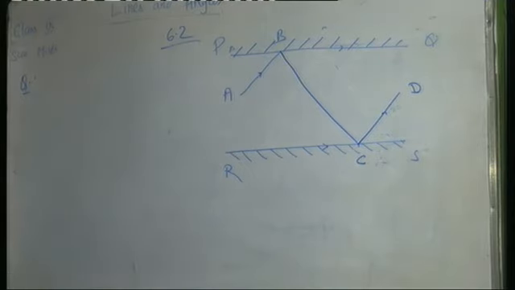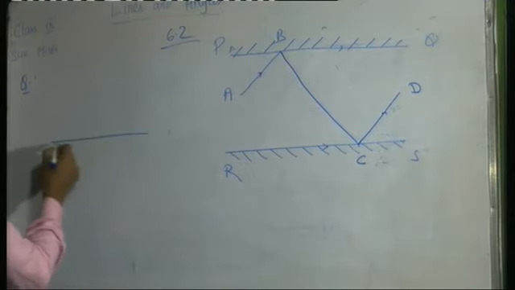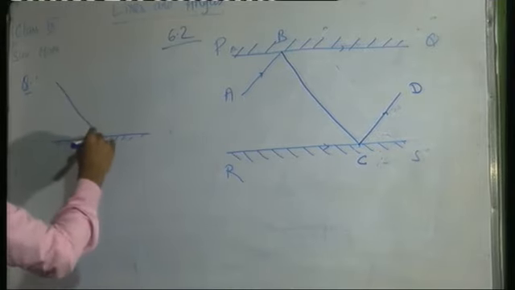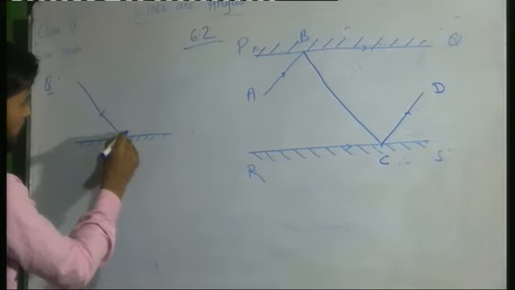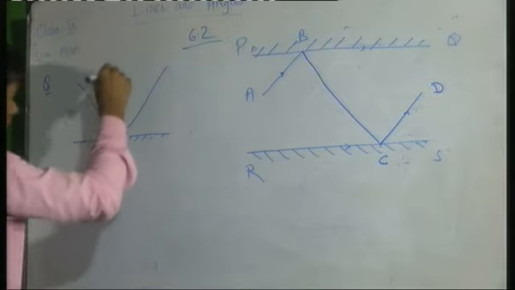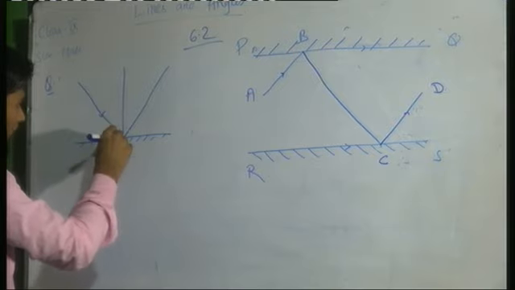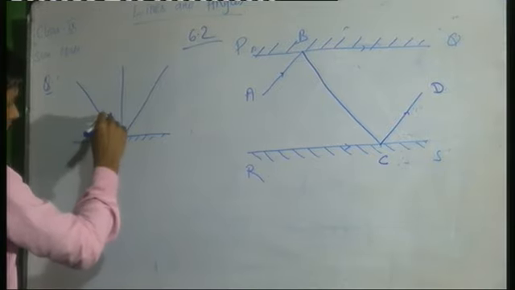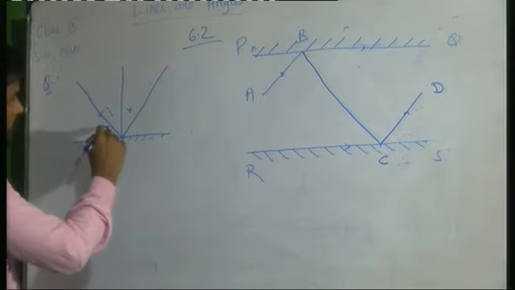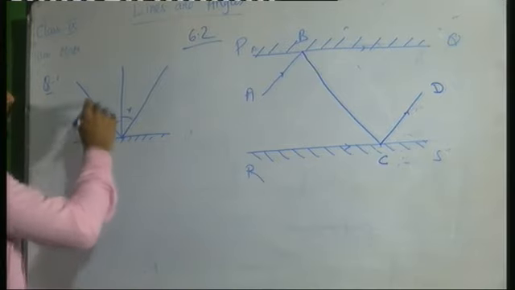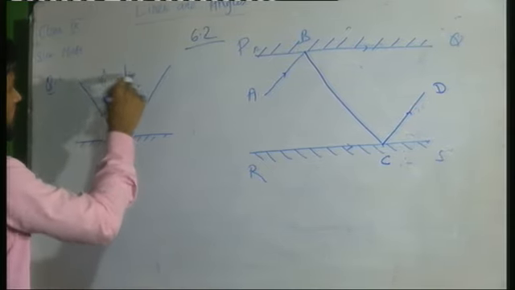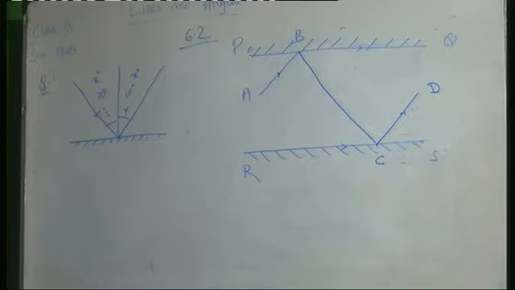Now look, from physics we know our rules. When a ray strikes a plane surface, this is the incident ray and this is the reflected ray, and this is the perpendicular, the normal to the plane. We know that the angle of incidence and the angle of reflection are equal. If this is 30 degrees, this angle will also be 30 degrees. If this is x degrees, this angle will also be x degrees. This is a rule.